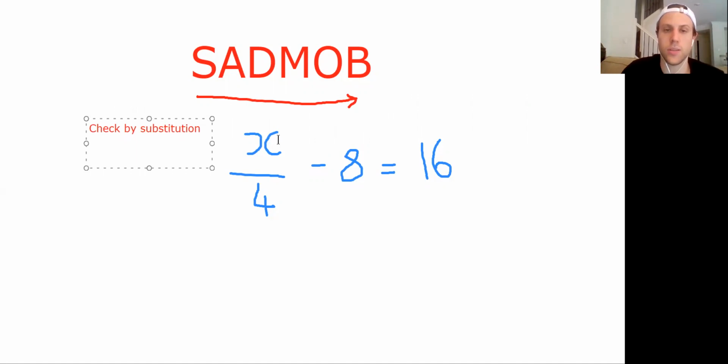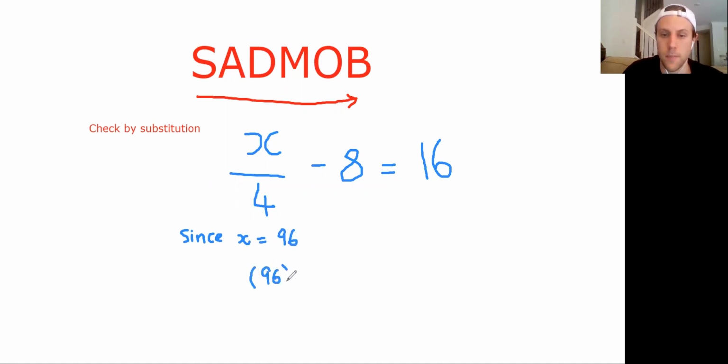And we are going to substitute our number in, and the number that we got was 96. So on the line underneath, I'm going to say, well, since x equals 96, we're going to check via substitution. We're going to substitute it in. So where x was, I'm going to put 96. I'm going to write everything out the same. Equals 16.